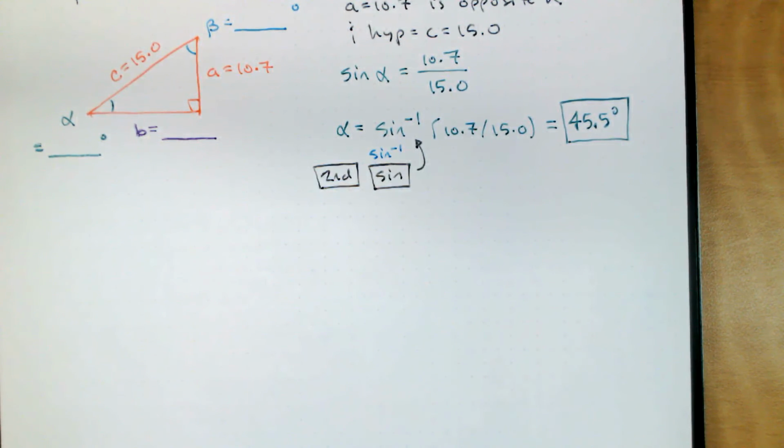In this case, it might be best to find B with the Pythagorean theorem because A and C have not been rounded off. Those are given information. Those are both given. And using that 45.5 degrees is a little bit suspect now because that 45.5 has been rounded off. Any questions?